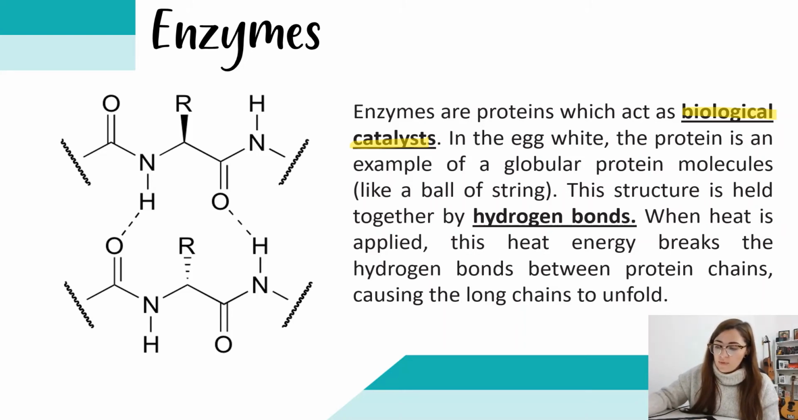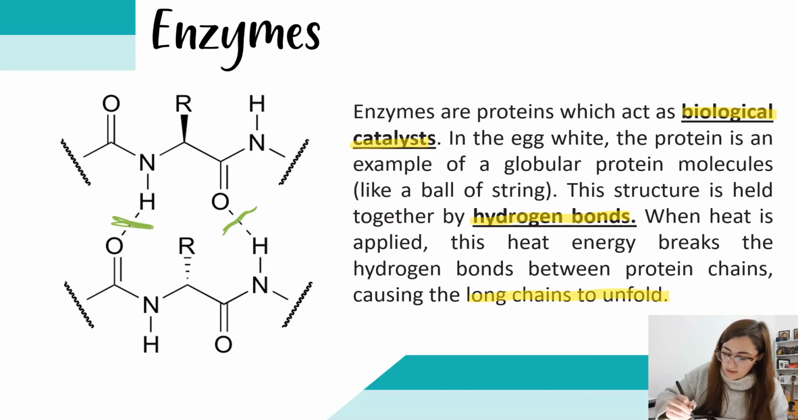In the egg white, the protein is an example of a globular protein molecule, like a ball of string that's all bonded together by hydrogen bonds to keep it in the ball shape. This structure is held together by hydrogen bonds, and when heat is applied, this heat energy breaks the hydrogen bonds between protein chains, causing the long chains to unfold. So when you apply heat to an enzyme, for example, the heat causes the hydrogen bonds to break apart, which in turn renders the enzyme not useful, or it can't be used to speed up those chemical reactions. We call that denatured when we break these hydrogen bonds between molecules.